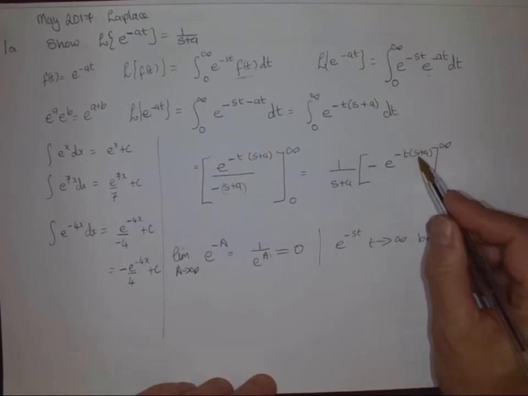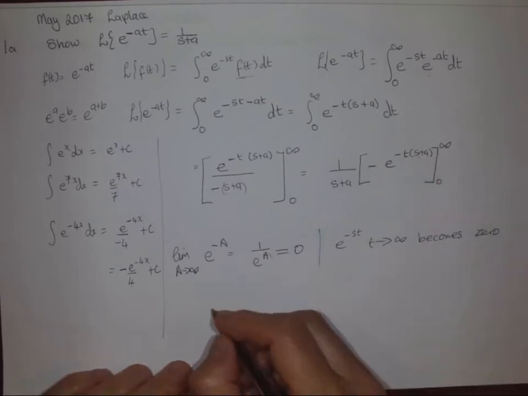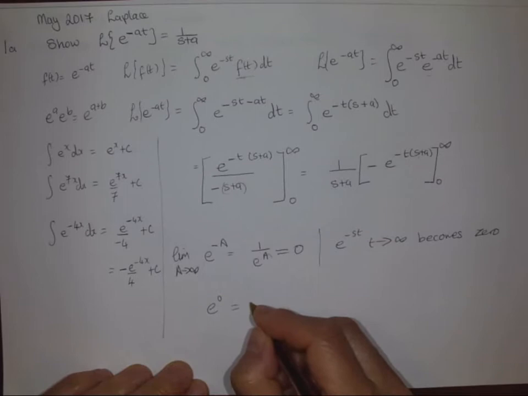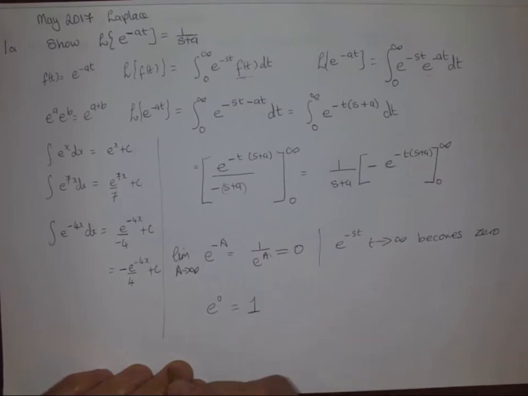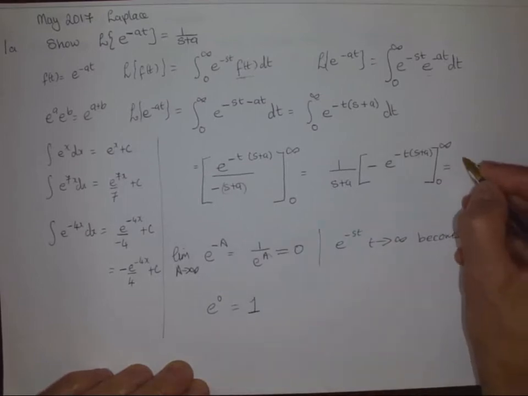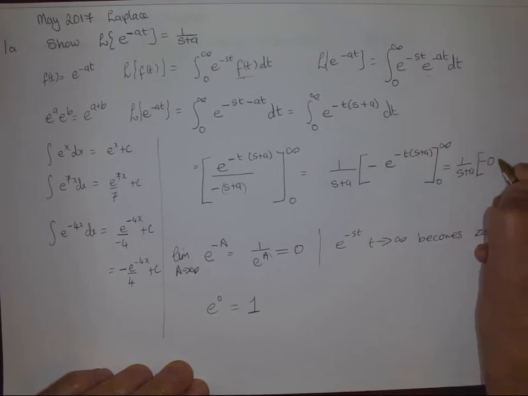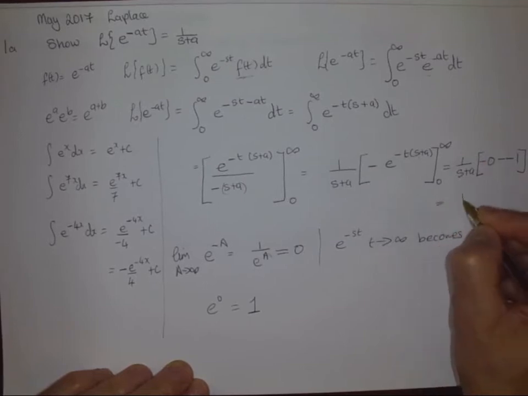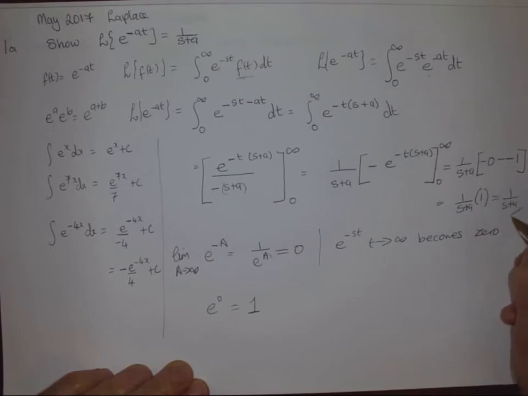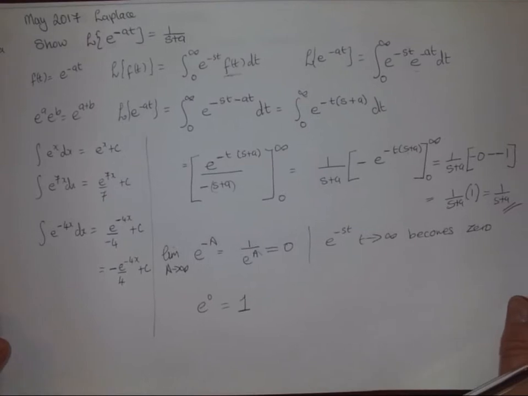Now if you put 0 in there, that will be e to the power of 0. But e to the power of 0 is the same as anything to the power of 0. It's equal to 1. So this will now become 1 over s plus a on minus 0 minus minus 1, which becomes 1 over s plus a on 1, which is just 1 over s plus a, and that's part A proved. Okay, then part B.